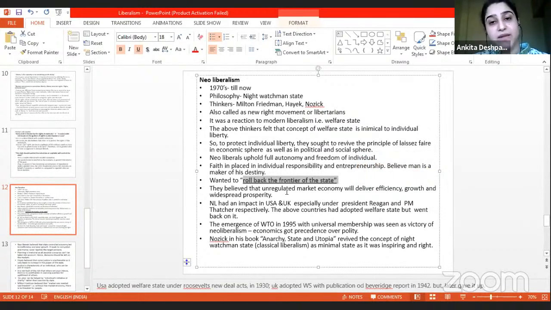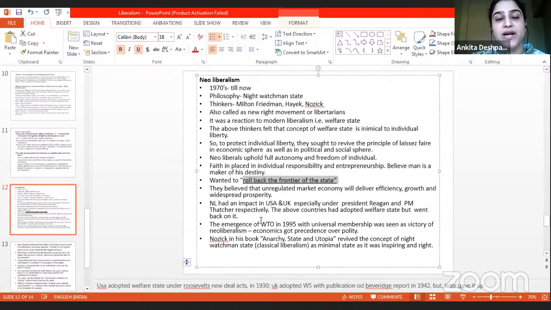The welfare state was very much practiced by the USA and UK. But under Ronald Reagan, the president of the United States, and Thatcher, they changed from the welfare state to neoliberalism, because the welfare state creates a lot of pressure on the state. The president and the prime minister have to take care of everything, since they lead the government. So Reagan and Thatcher said, boss, we can't deal with the welfare state anymore. Let's do away with it and come up with the concept of neoliberalism: full autonomy to the people. Man is a maker of his own destiny.